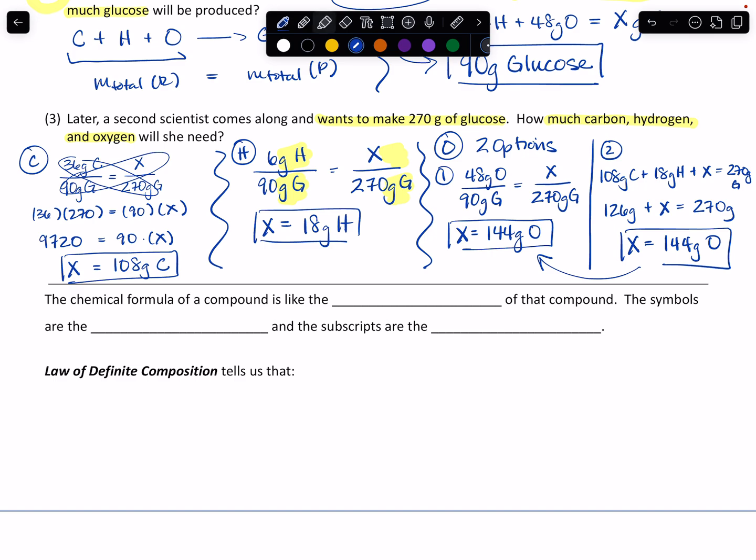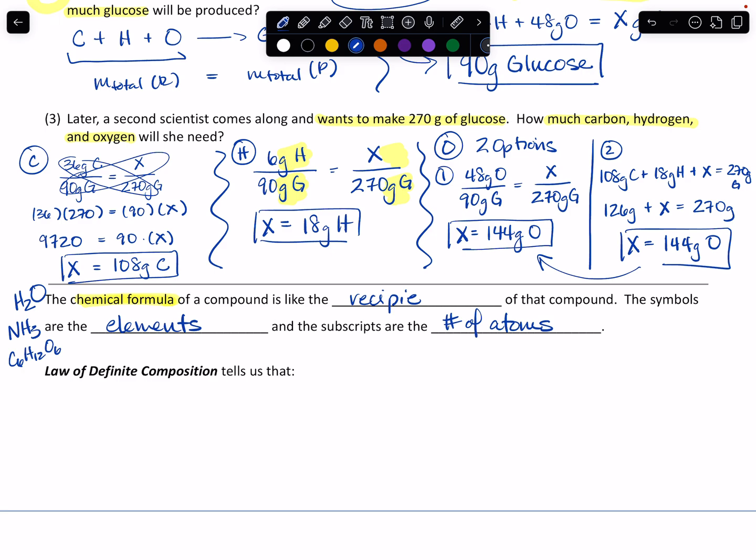All right. So first, we're going to talk about what we mean by the chemical formula. Remember, formulas are things like H2O for water, NH3 for ammonia, C6H12O6 for sugar. They tell us what is in that particular compound. It's basically like the recipe for that chemical compound. The symbols are the elements within that compound, and the subscripts are the number of atoms within that particular compound. So the recipe: what the ingredients are, and the amount of each that you need.